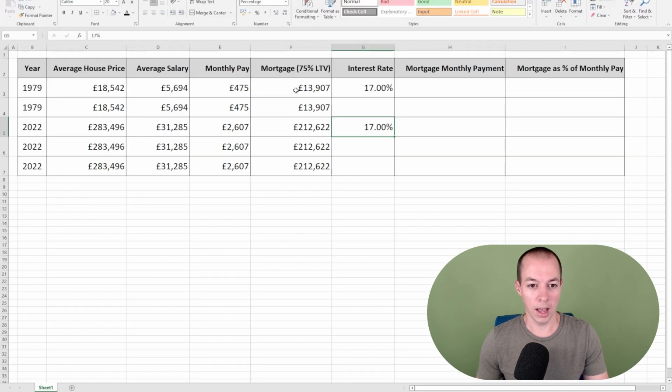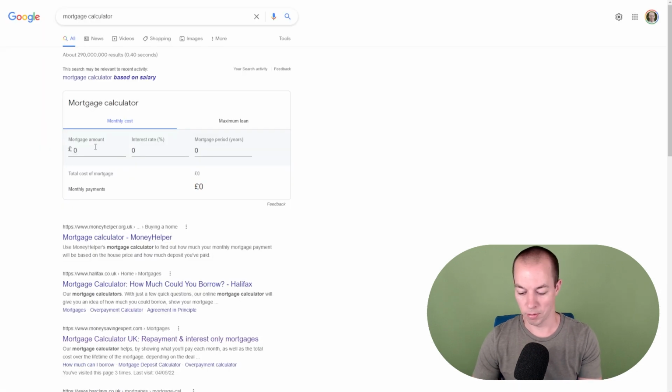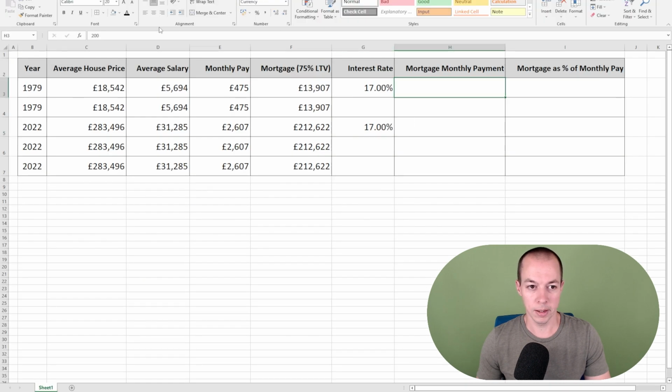So we know we have a mortgage of £13,907. We know the interest rates peaked at 17%. And let's say the average mortgage period is 25 years. So that is a £200 per month payment. Let's go and populate that there.